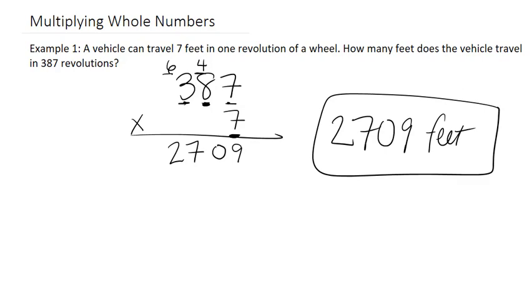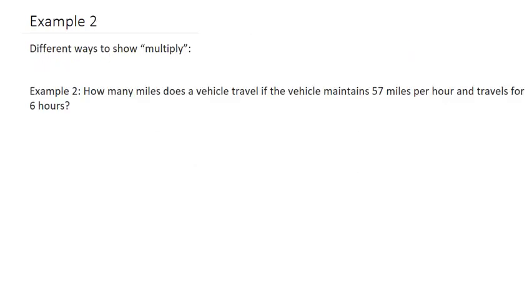Let's go on to another example. So we have different ways to show multiply. So if we had the two numbers we're multiplying is 2 and 3, we can represent it like this. Or like this. All these ways show that we need to multiply 2 times 3. So let's continue on in our examples.